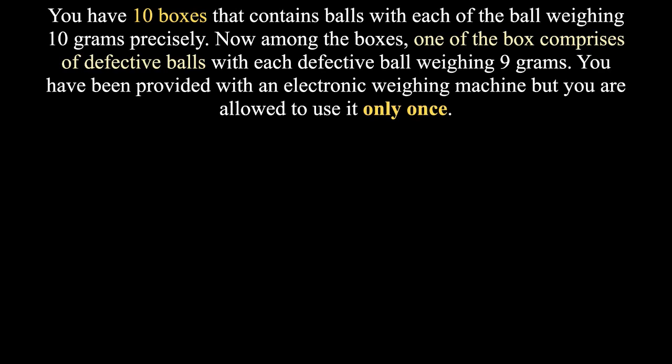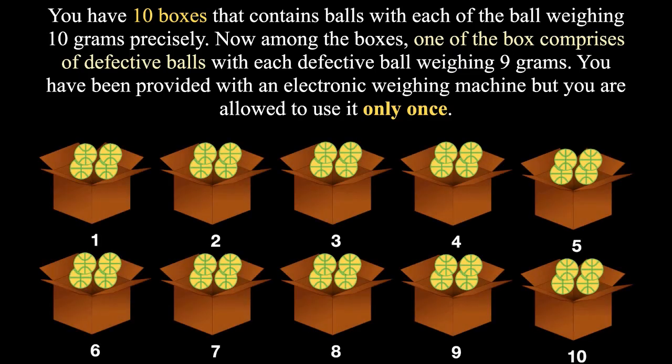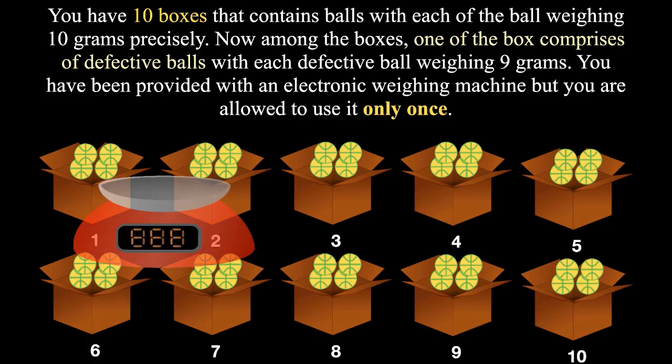You have 10 boxes that contain balls, with each ball weighing 10 grams precisely. Now among the boxes, one box comprises defective balls, with each defective ball weighing 9 grams. You have been provided with an electronic weighing machine, but you are allowed to use it only once. Can you find the box with the defective balls?